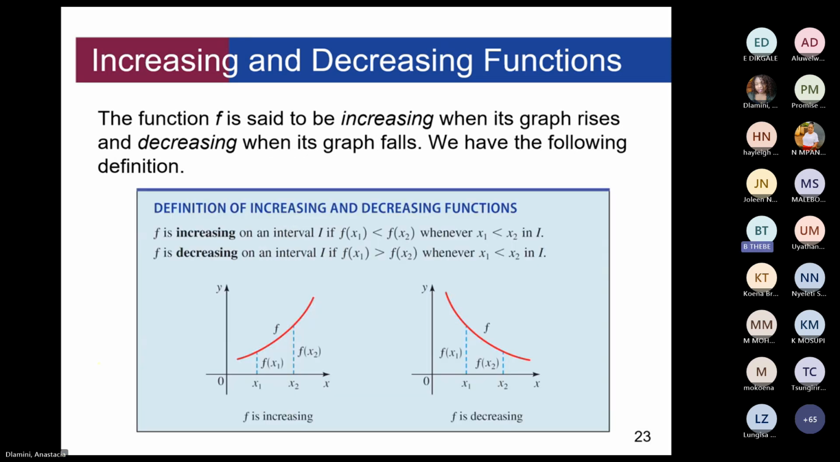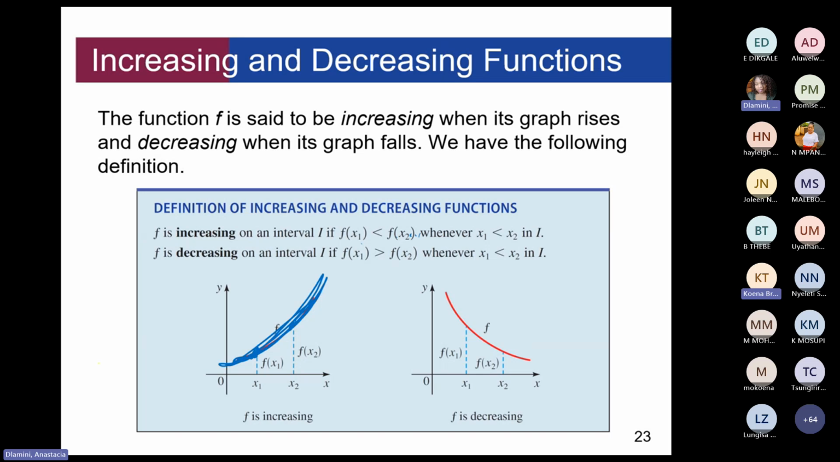So they say the function f is said to be increasing when its graph rises and decreasing when its graph falls. We have the following definition. This definition just says that if I choose points x1 and x2 on the interval, and you substitute them in the function and you find that f of x1 is less than f of x2, meaning that this point is less than this point, it means your function is increasing like this.